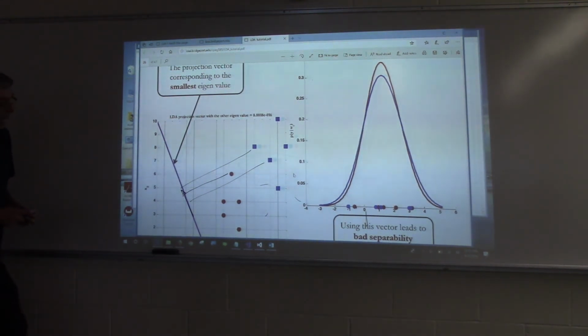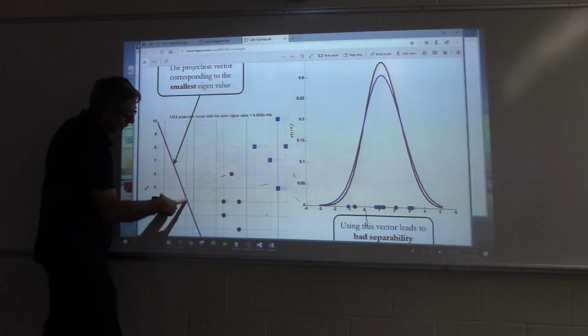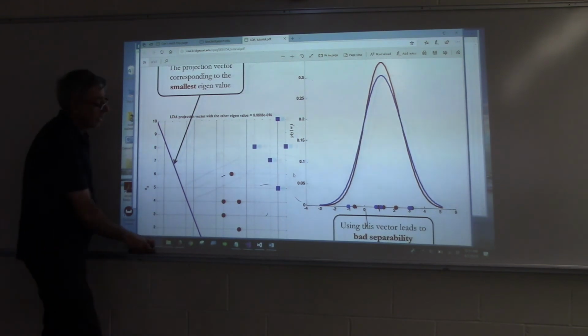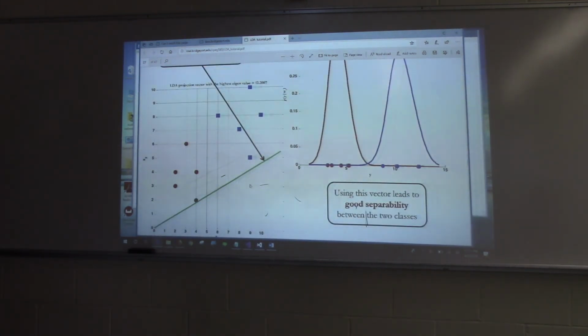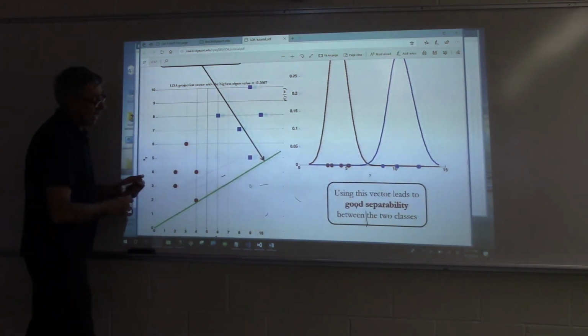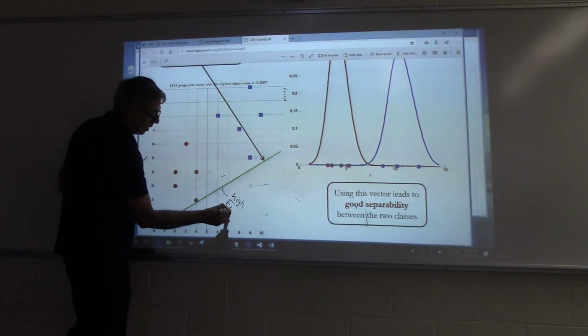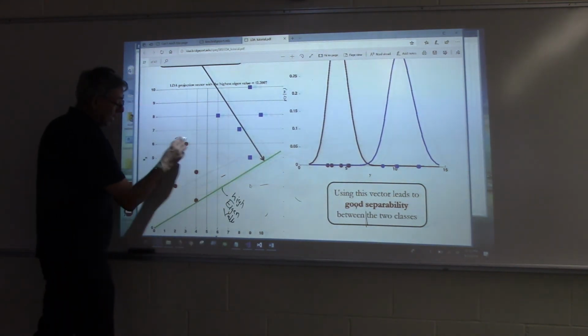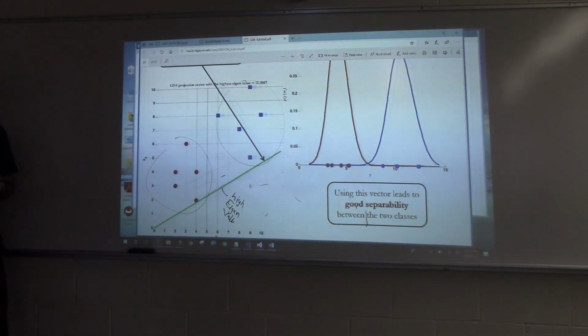It's bad, because this was corresponding to the low eigenvalue. Now on the next page, the high one will be better. This green one is the eigenvector corresponding to the high eigenvalue. And if we project all of our data over here, is it maximizing the class separation? Yes.